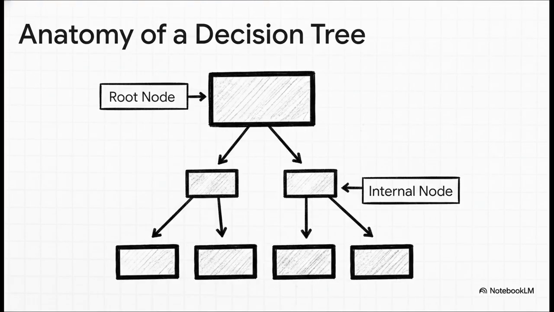And here's the basic layout of one of these things. Right at the top, you have the root node. This is the single most powerful question you can ask to start splitting up your data. The different answers to that question send you down different branches, which lead to internal nodes, which are just more questions. You just follow the path down until you hit a leaf node, and boom, that's your final answer, your prediction. It's so intuitive, you can just look at it and see exactly what it's thinking.